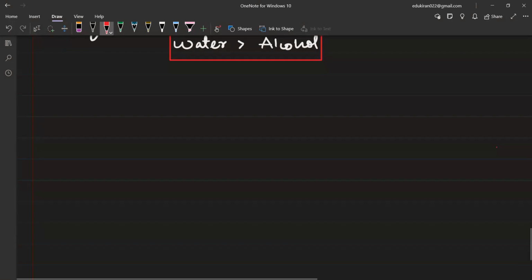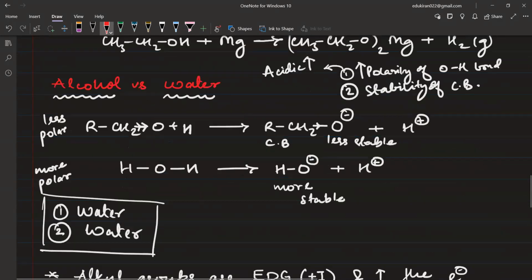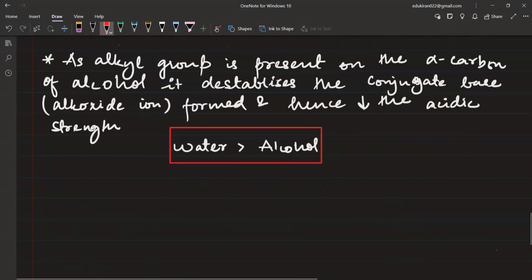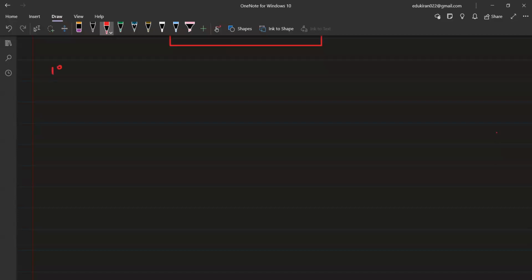Right, next. Now we are going to look at another comparison. क्या लिखा था पहले वाले में हमने? Alcohol versus water. Now it will be 1 degree alcohol versus 2 degree alcohol versus 3 degree alcohol.